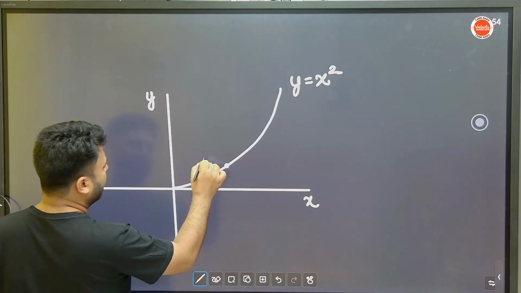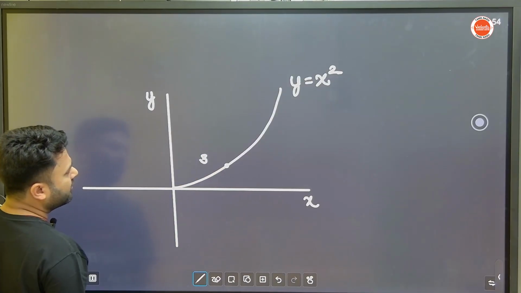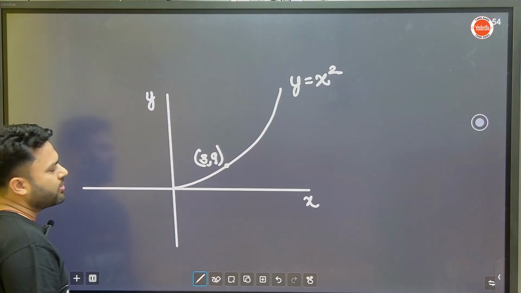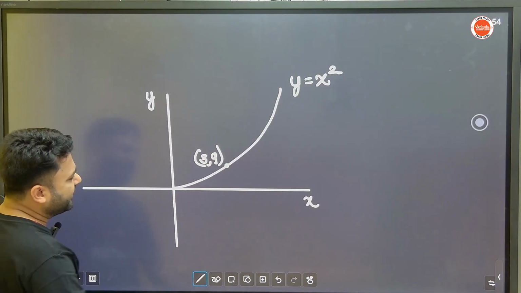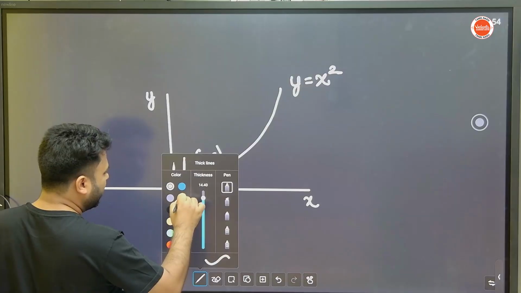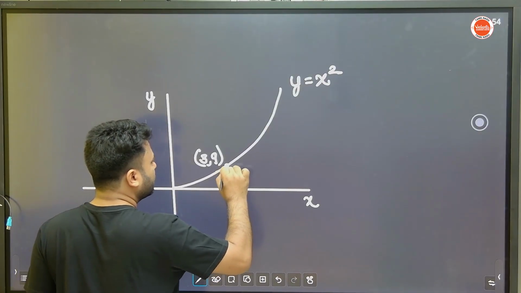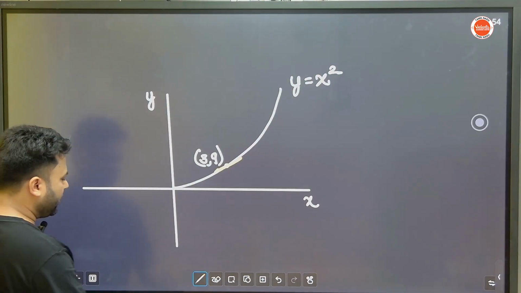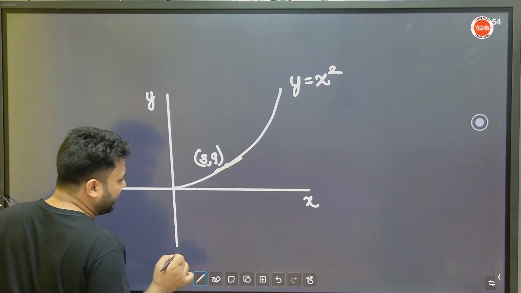Suppose the x coordinate is 3, and the y coordinate is 9. They want to know what the slope is here. What is the slope? You can draw it first of all. You can feel the slope. Now if they ask what is the value of the slope, tell me.